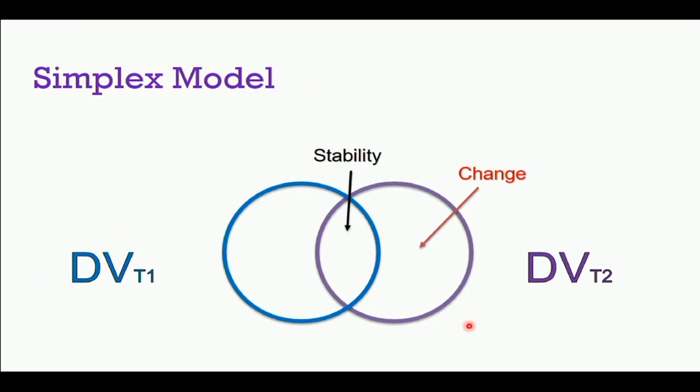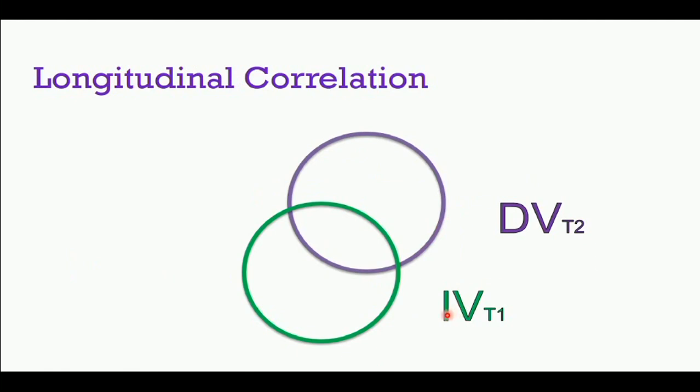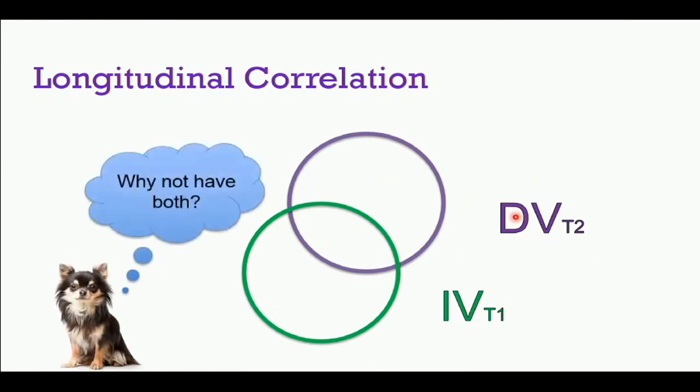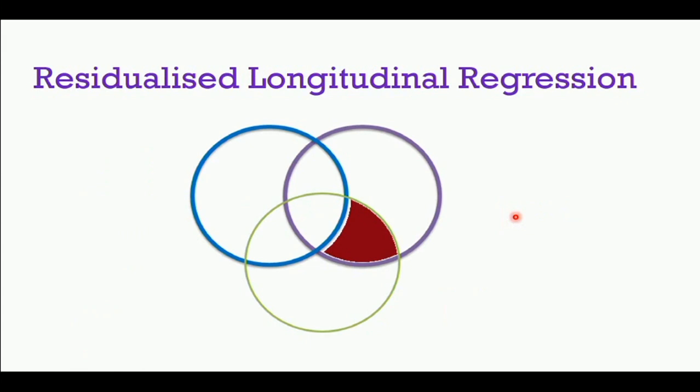So remember, this is just a recap. This is your simplex model. So stability and change, the overlap between the DV at 2 time points. This is your longitudinal correlation, IV in the DV at time 2. Why not combine both? And then you have your residualised longitudinal regression. So the green here is our IV. The blue is the DV at time 1 and the purple the DV at time 2.